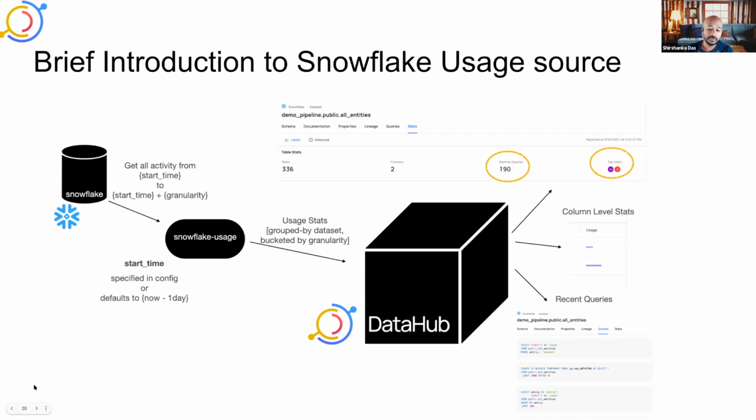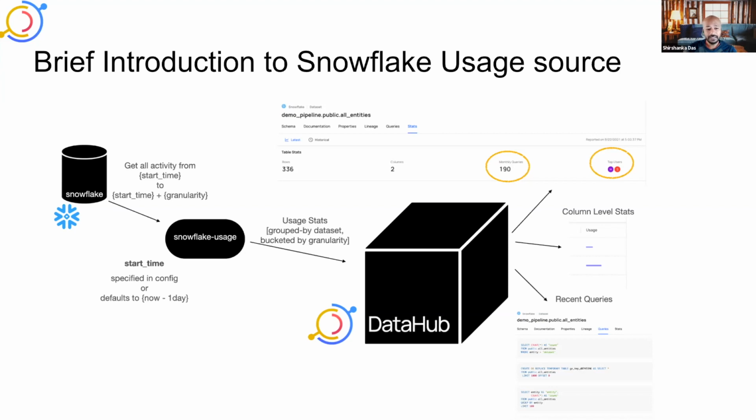So essentially what the Snowflake usage connector is doing, every time it starts up, it pulls a window of data from the source, and that window is defined by the start time parameter. Now the start time can be specified in config, or if you don't specify it, the source will just default it to now minus 1 day. So essentially it'll pull data for the previous day.